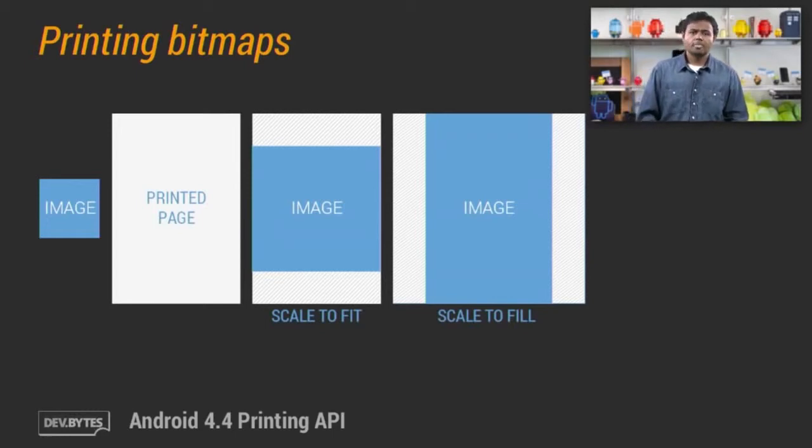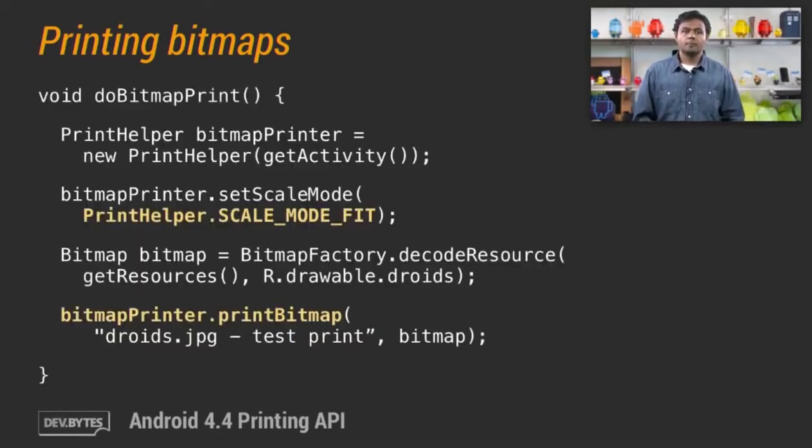So what's the difference? Scale to fit makes sure that your bitmap fits within the maximum dimensions of the printed output page. So with a square bitmap on a rectangular page, it actually results in white space on the top and the bottom of the page, as you can see in this example. Scale to fill, on the other hand, makes sure that your bitmap is scaled to fill as much of the printed output page as possible. And this might mean that some portions of the image are not actually printed because they exceeded the bounds of the printed page, again, as you can see in the example.